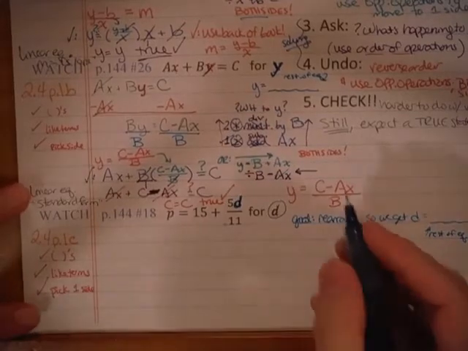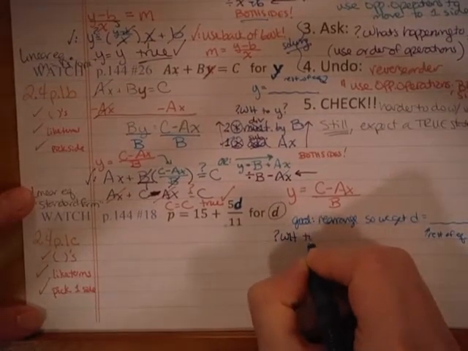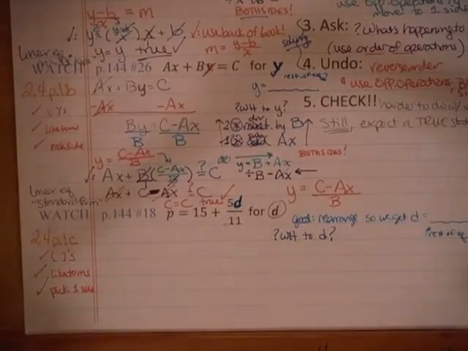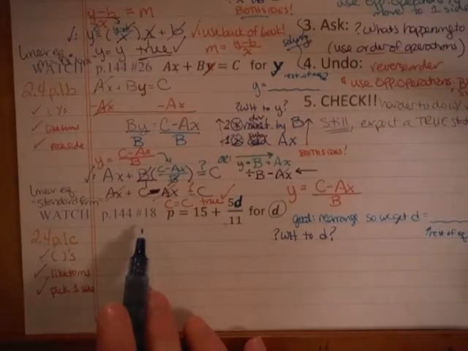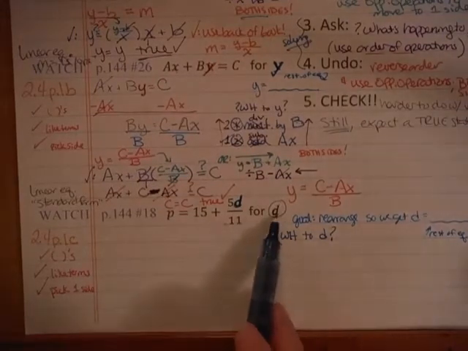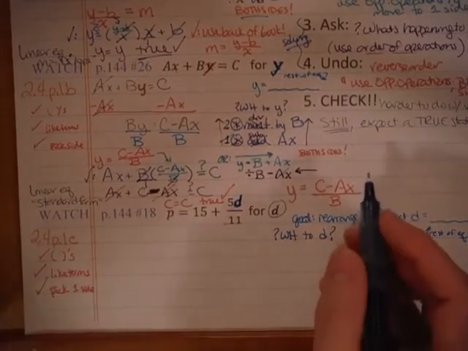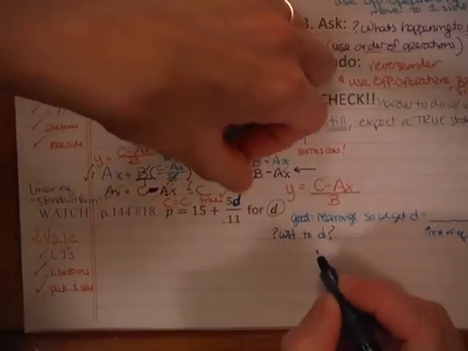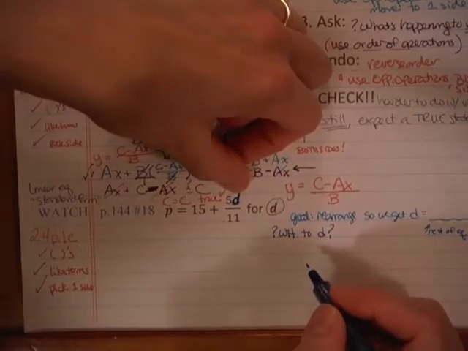So the next thing we do is we ask ourselves, what's happening to d? We're kind of used to, well, what's happening to x? Well, there's more than one variable here. There's d and there's p. So they told us to solve this for d, so that's why we're focused on what's happening to d. So there's a lot of things going on here. In this case, it's our very first three-step equation.